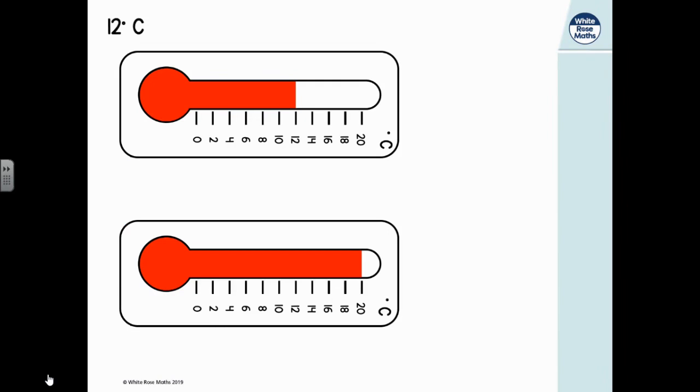Thermometers sometimes are shown horizontally, like these two. One of these thermometers is reading 12 degrees C. Pause the video here to have a look. Which one is showing 12 degrees C? That's right, it's the top one. The bottom one is showing 20 degrees C.